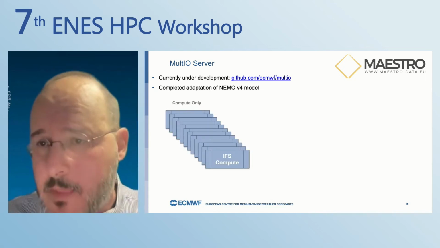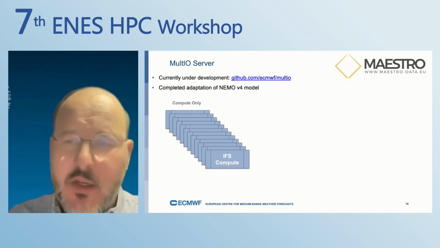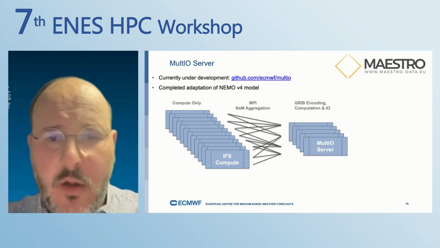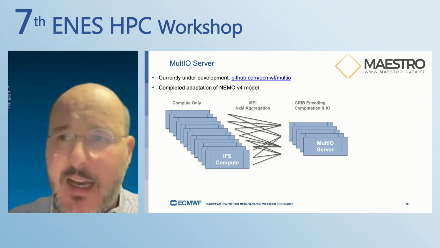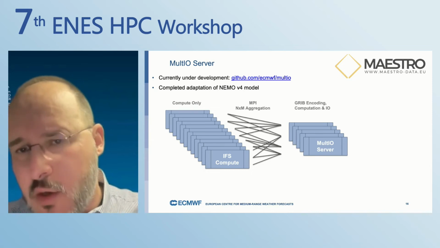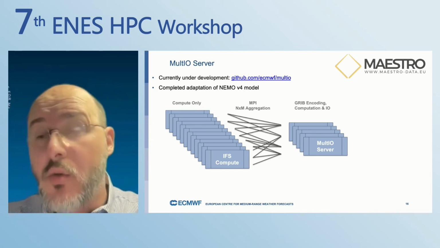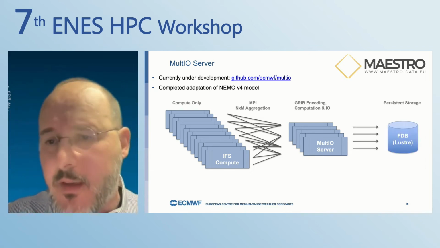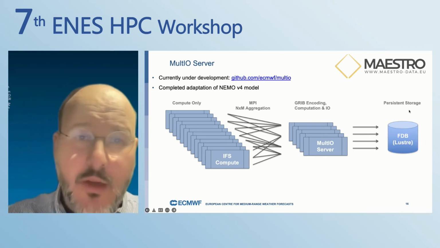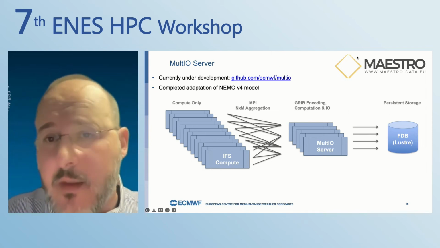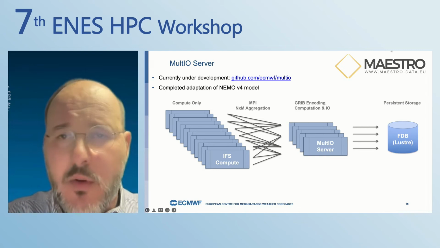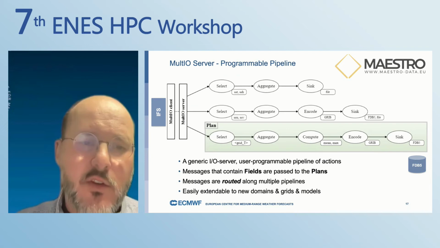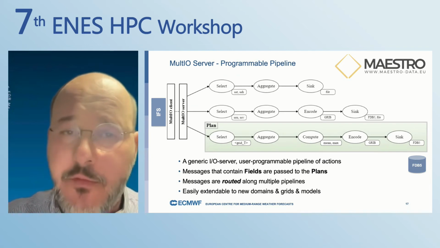So basically, as our previous speaker was describing, we have a series of compute tasks that do an end-to-end aggregation using synchronous MPI calls into IO server tasks that will do part of the encoding of the data, computation, and IO. We are also adding compression for these tasks. And of course, when we're done, we write that to persistent storage, which happens to be the object store that I've just described before.